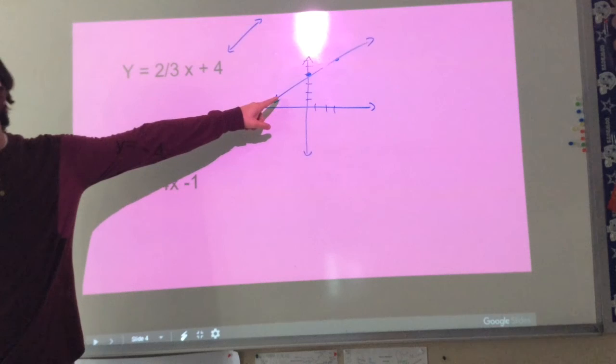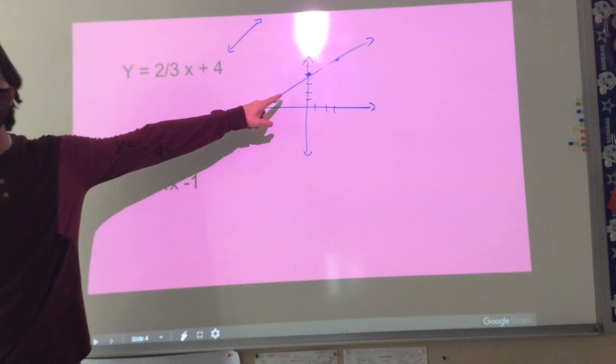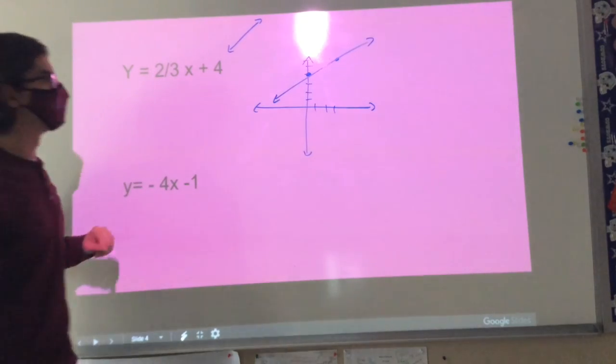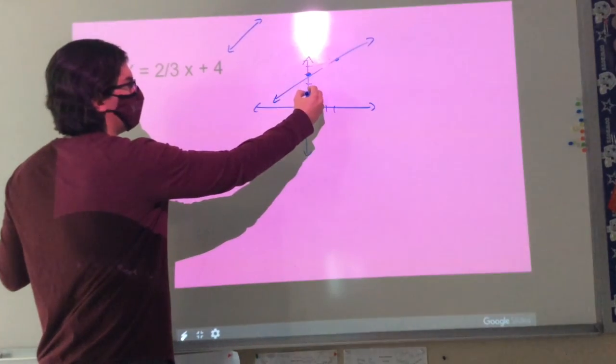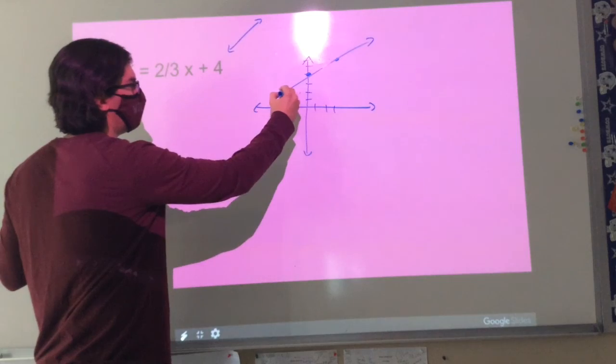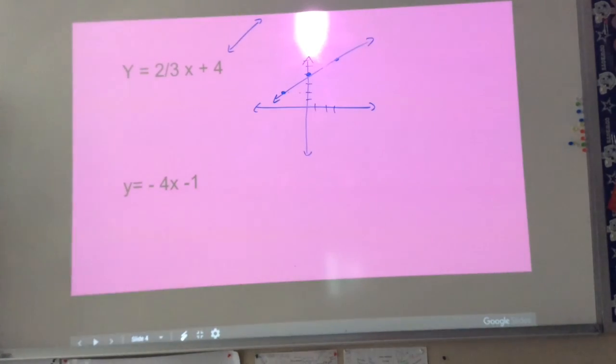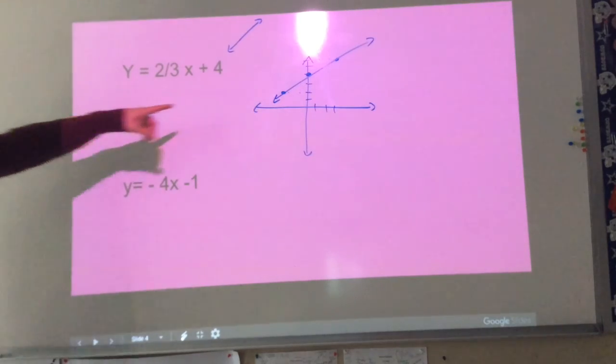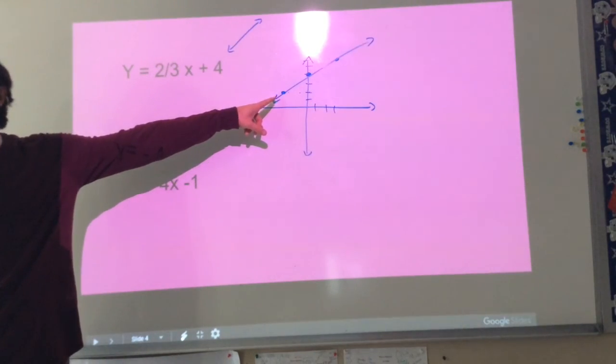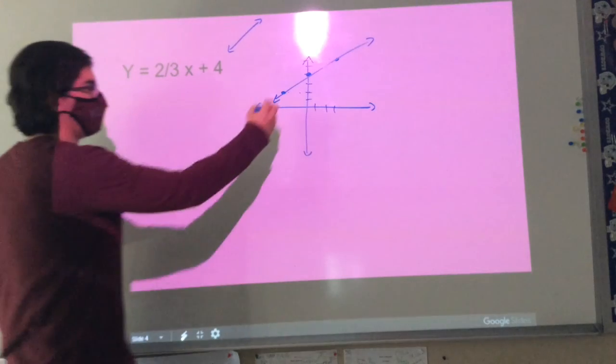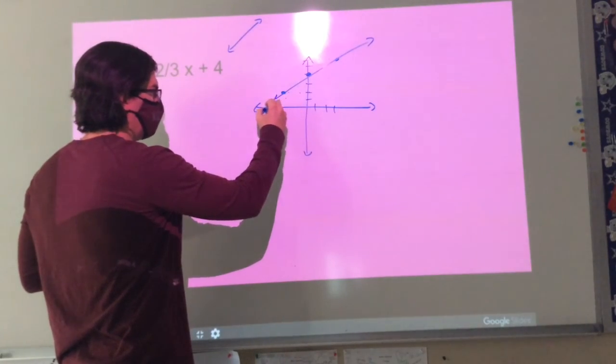What if I want to find a spot over here? How would I figure out where my exact point would go? What do you think, JT? You go down 2 and then back 3. Do we agree? And what if I wanted to do it again? What would I do from this point right here? Down 2 over 3. So again, let's go. Down 2, 1, 2, 3.